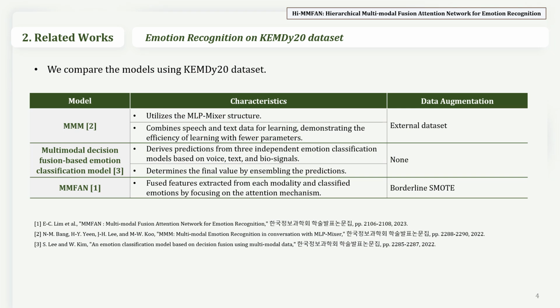The multimodal decision fusion-based emotion classification model derives predictions from three independent emotion classification models based on voice, text, and biosignals. And the model determines the final value by ensembling the predictions. MMFAN extracts features from each modality and classifies emotions by focusing on the attention mechanism. Additionally, to address the data imbalance issue, Borderline-SMOTE was used to minimize noise and augment minority classes.